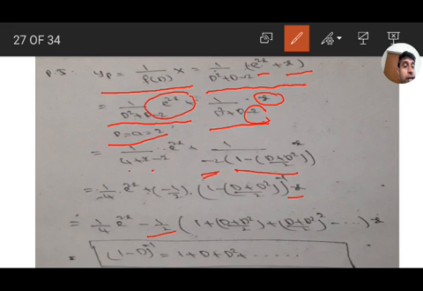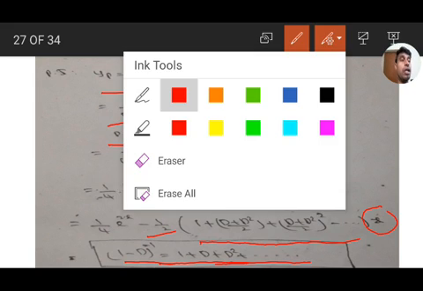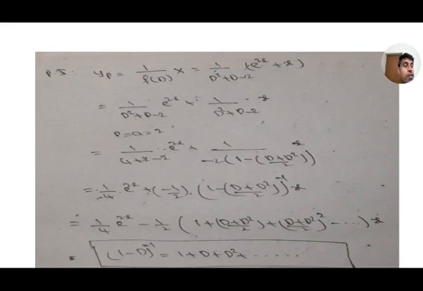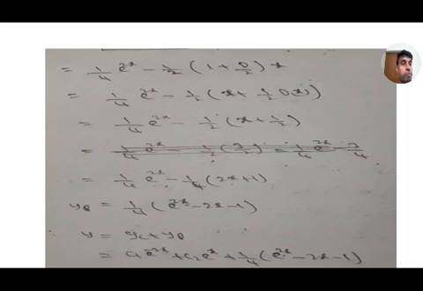Expand this: 1 minus d whole to the power of minus 1 is 1 plus d plus d square plus so on. In the place of d we have d plus d square by 2. So 1 plus d square by 2 plus d square by 2 whole square plus so on. And here we have only x, so take up to d only. The remaining terms are neglected, because higher order derivatives of x are 0. Up to 1 plus d by 2.